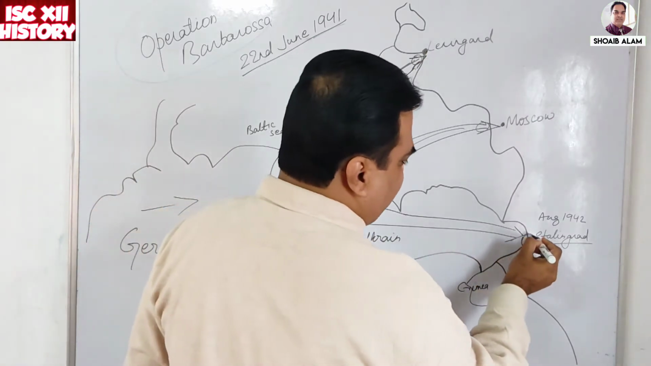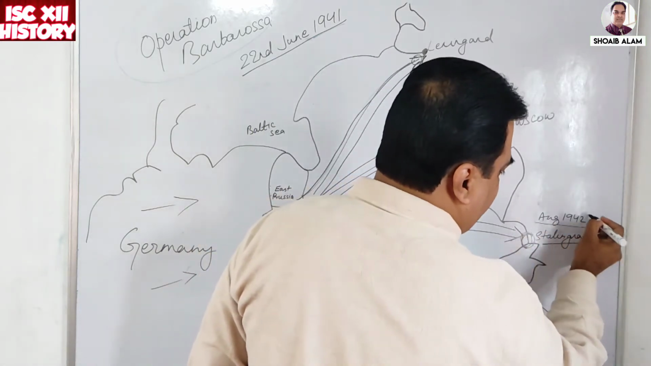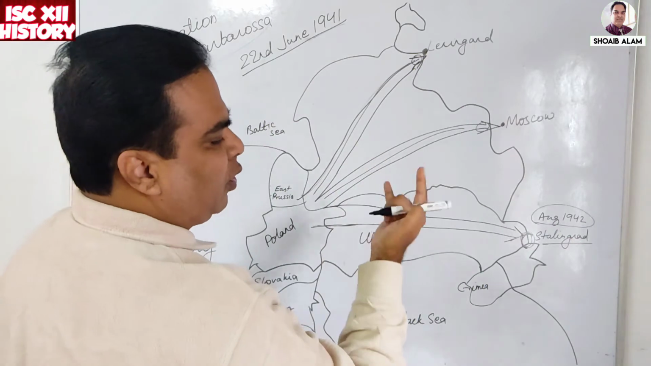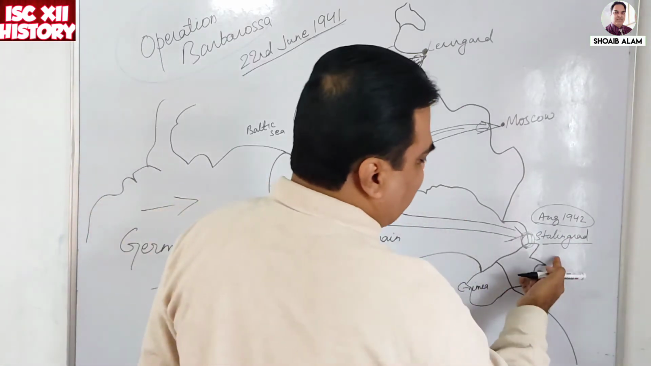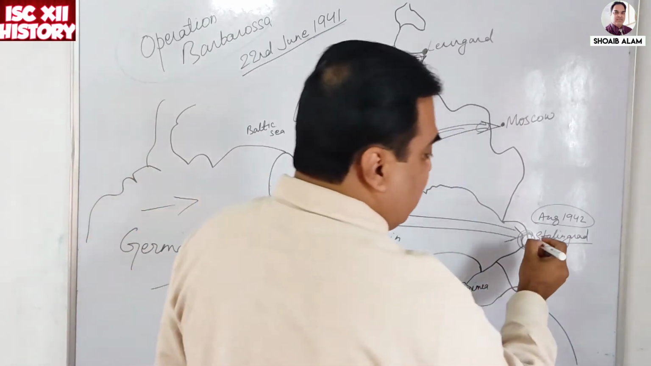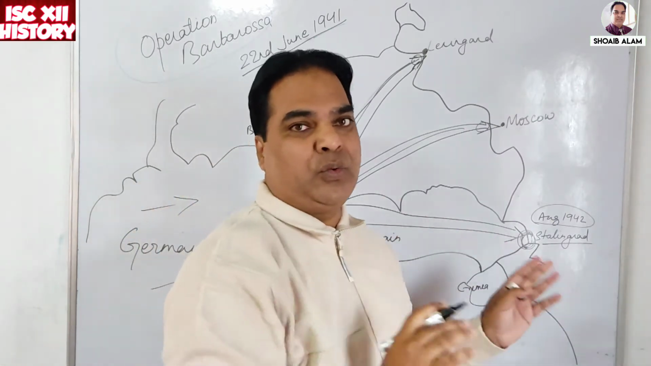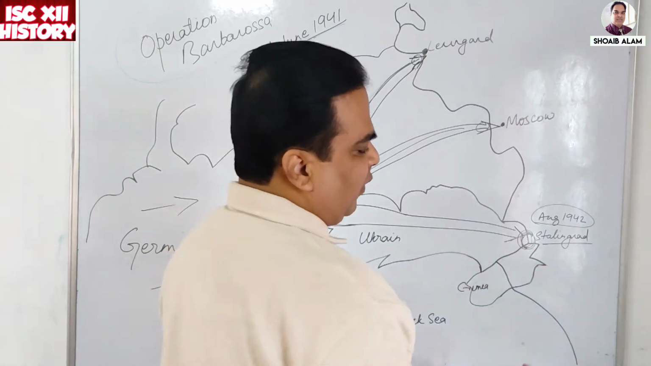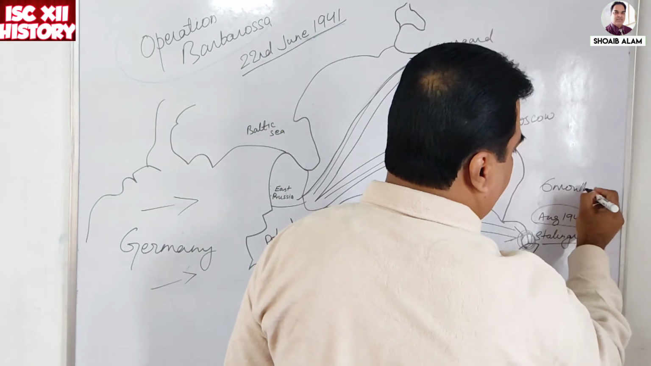But here also, they reached Stalingrad by the end of August 1942. You can see, they started in June, then July, August. After nearly two months they reached Stalingrad. But here also they could not become successful, because the Russians resisted the German advancement to a large extent. They were held here for how many months? Do you know? Six months.